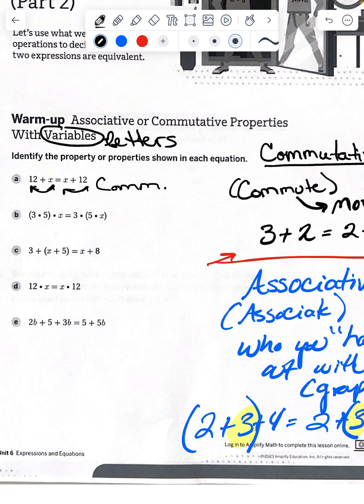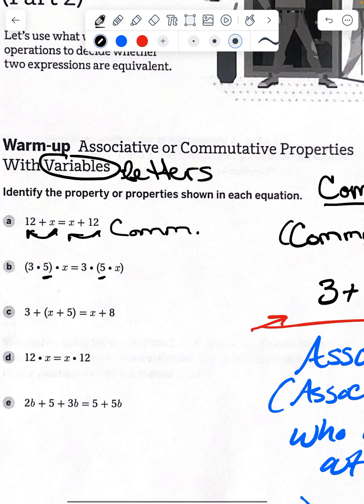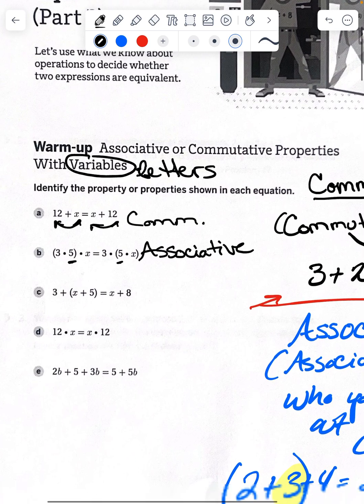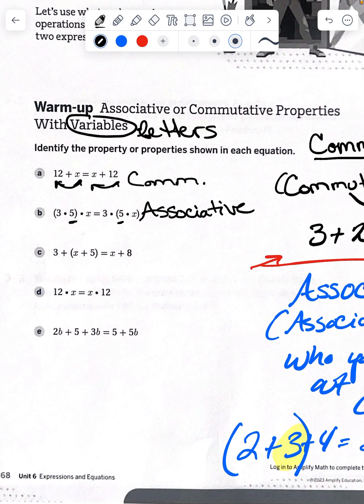It's 3 times 5 times x, 3 times 5 times x. This one, again, if you look, 5 is hanging out with the 3 on the left. On the right, 5 is hanging out with the x. So it changed who it's hanging out with, or who it's associating with. So we're going to call this the associative property of multiplication. There's also an associative property of addition. Okay, let's look at C.